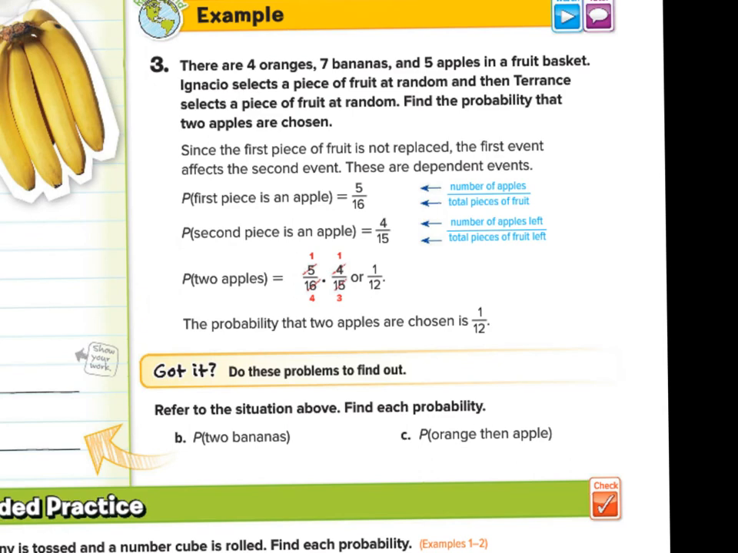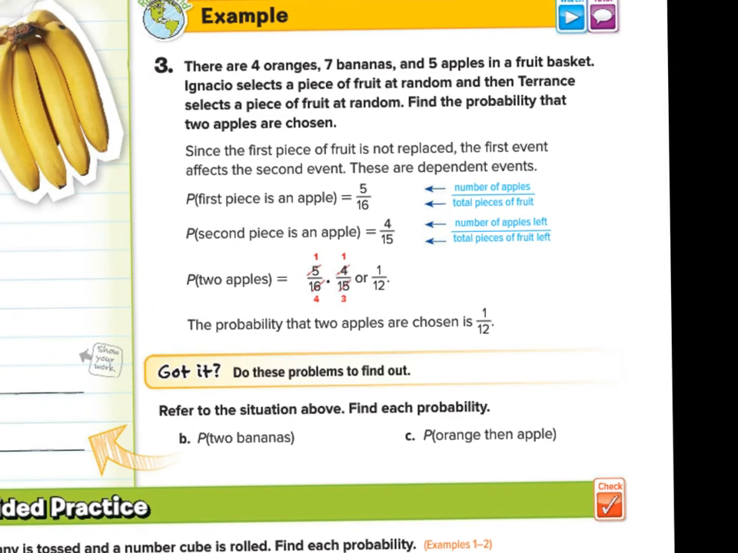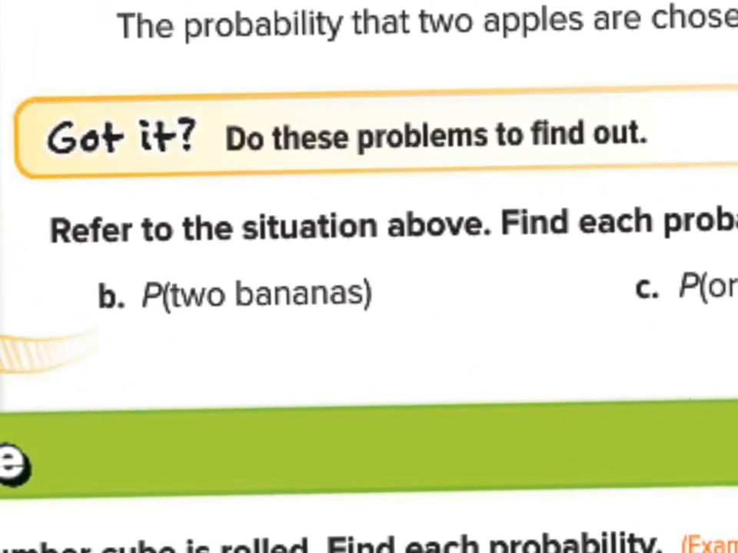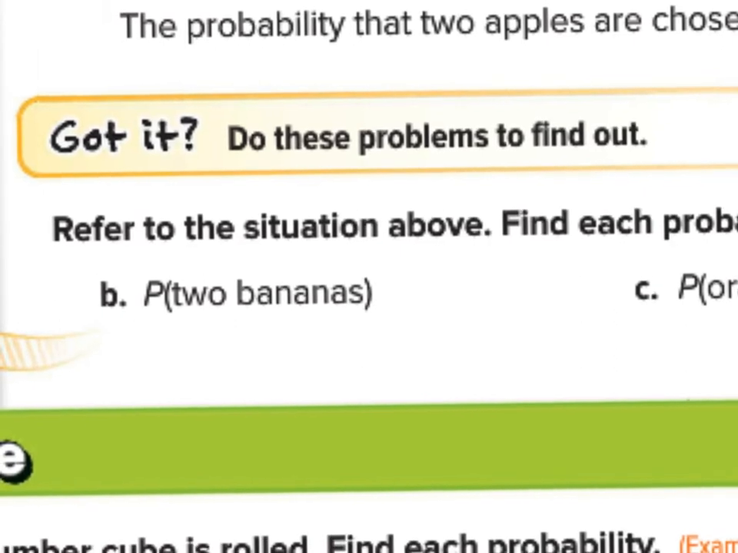Okay, and now let's have our final practice for this video, where we have the probability of choosing 2 bananas out of all the fruits, or the probability of choosing an orange and a banana. First, let's do the probability of choosing 2 bananas. Now we see that we have 7 bananas. So for the first one, 7 bananas out of 16 fruits, correct?